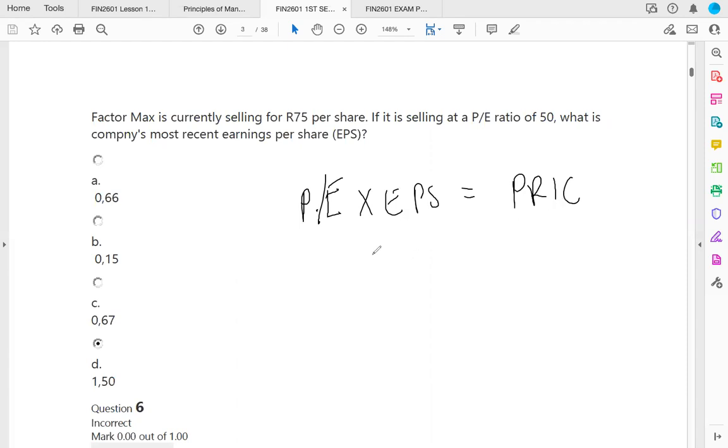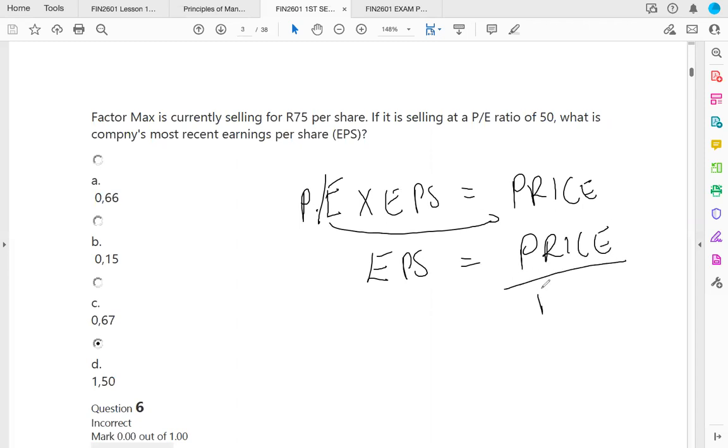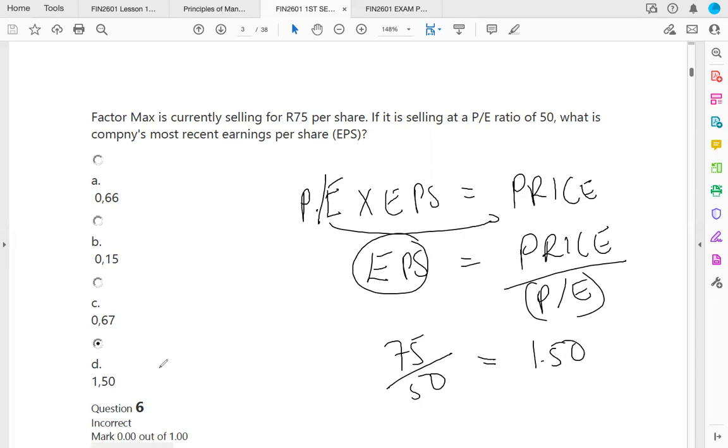So in this case, if we want to get the earnings per share, we can just take this to the other side, and then we can simply say our price. This side it's multiplying, so when it goes to the other side, it divides. Our price divided by the price to earnings ratio will give us the earnings per share, right? So we can say 75 divided by 50, and we can get 1.5.